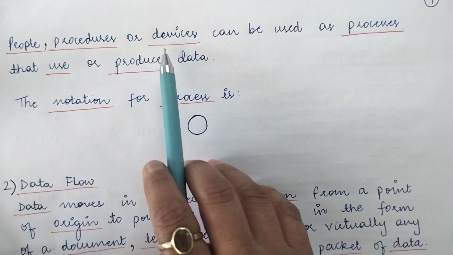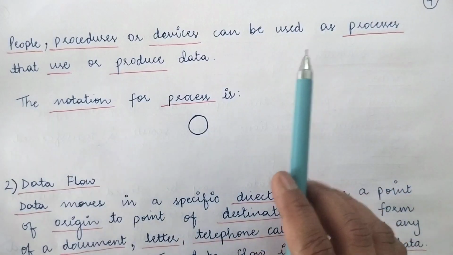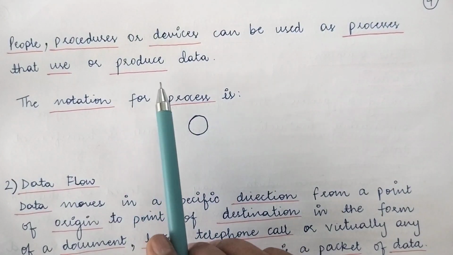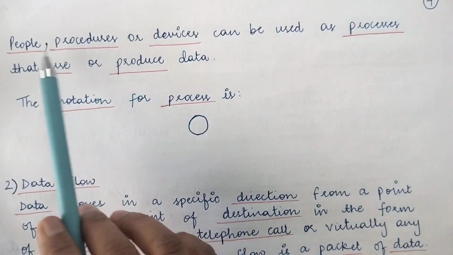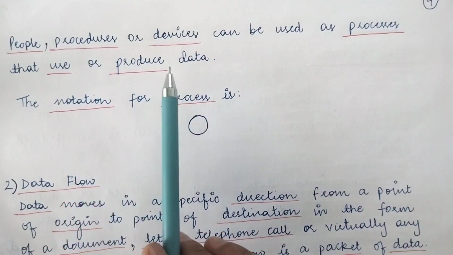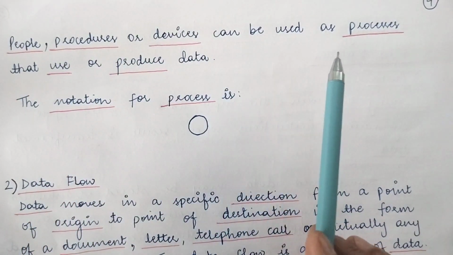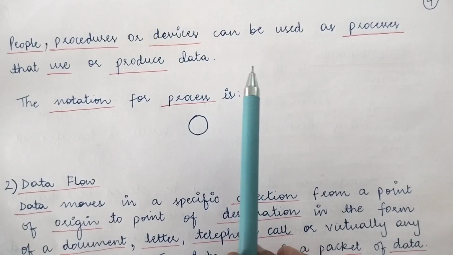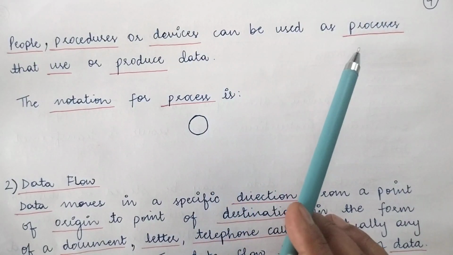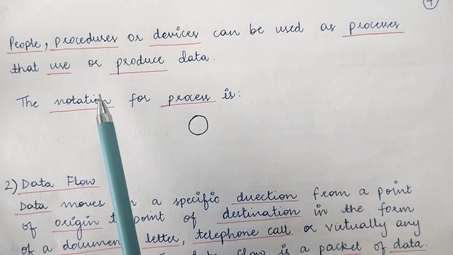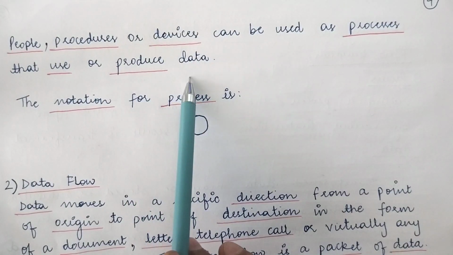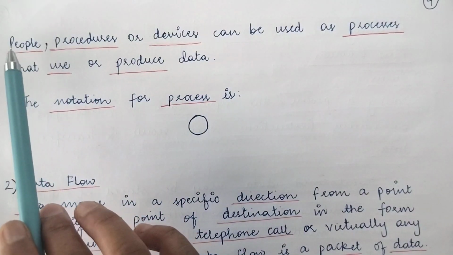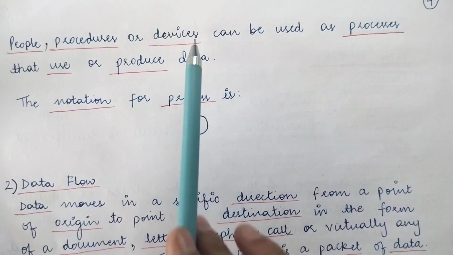Now, people, procedures, or devices can be used as processes that use or produce data, right? So a process could be anything basically. It could be some people, any procedures, or devices which can be used as processes and that are using or producing data. So a process can either use the data or produce data, and a process could be anything ranging from people to procedures to devices.